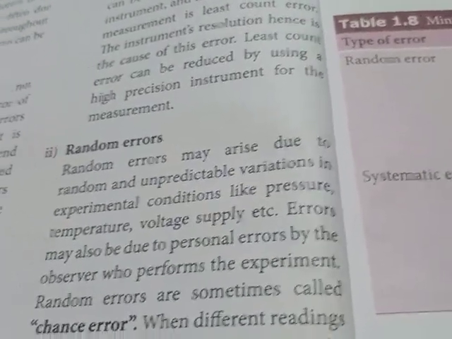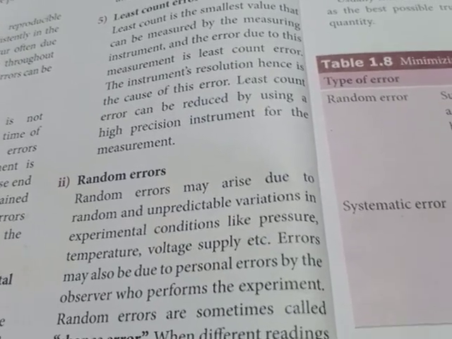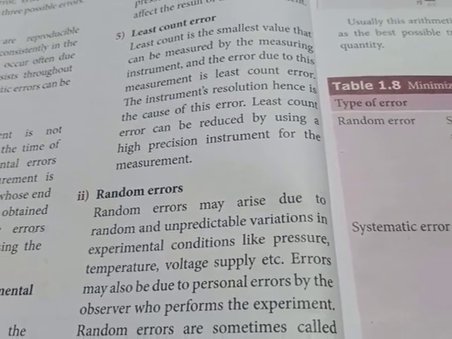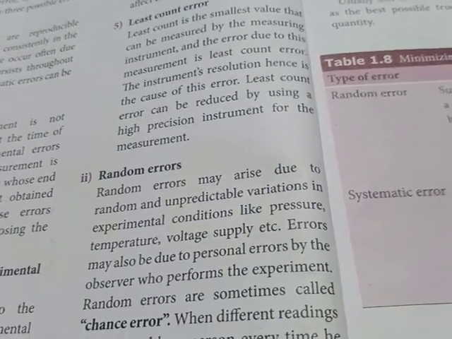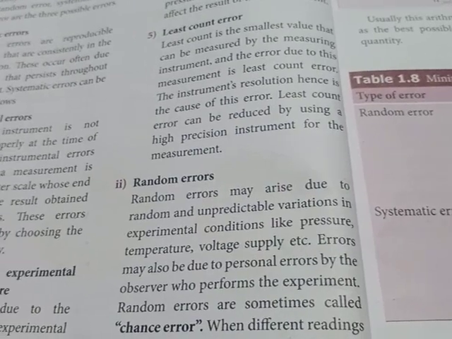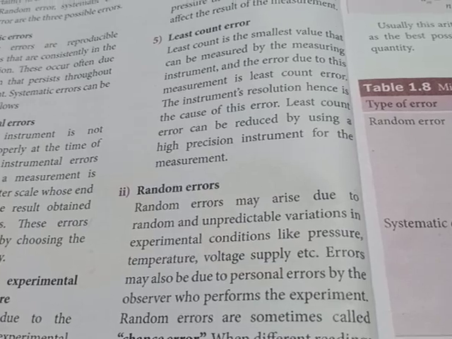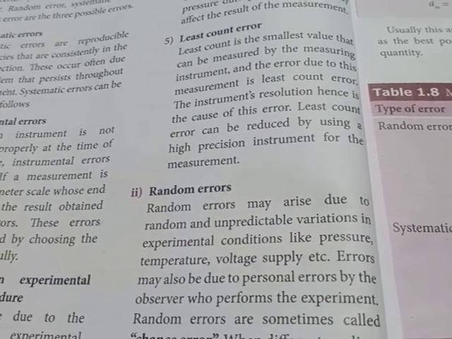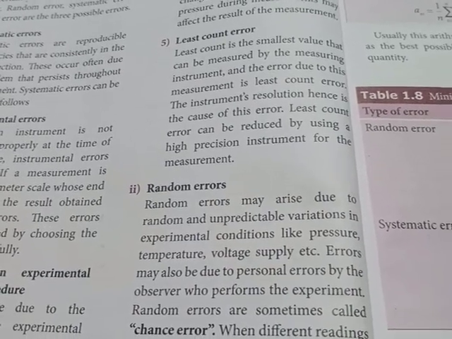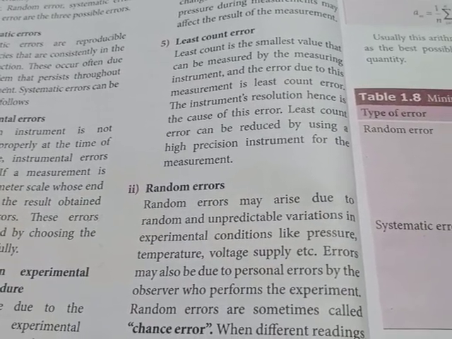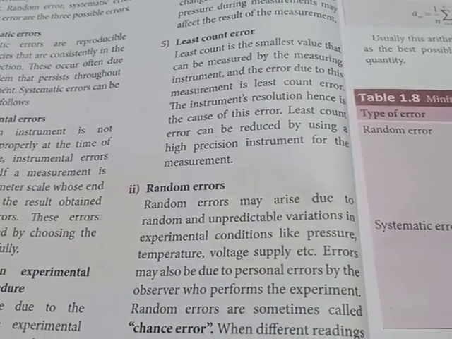And the next one is random error. Random error means unpredictable variations in the experiment, so it is not predicted. Maybe some changes in the temperature, some changes in the voltage. If you are doing a current experiment, maybe some voltage variation will occur. Because of this, there are some errors occurring randomly or unpredictably. So that is what we call a random error.